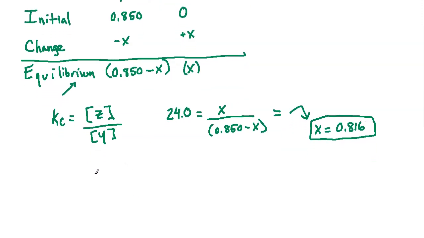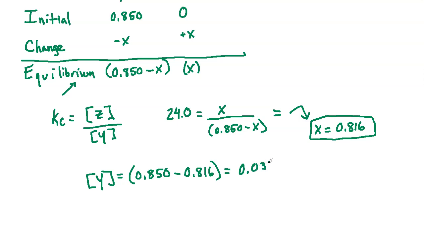So at equilibrium, the concentration of y is going to be equal to 0.85 minus 0.816, because we said it would be minus x now that we have x. Okay, so x is really representing that change factor that is going to occur between point start and point equilibrium. So if I take the difference here for these two, I end up with y having an equilibrium concentration of 0.034 molarity.